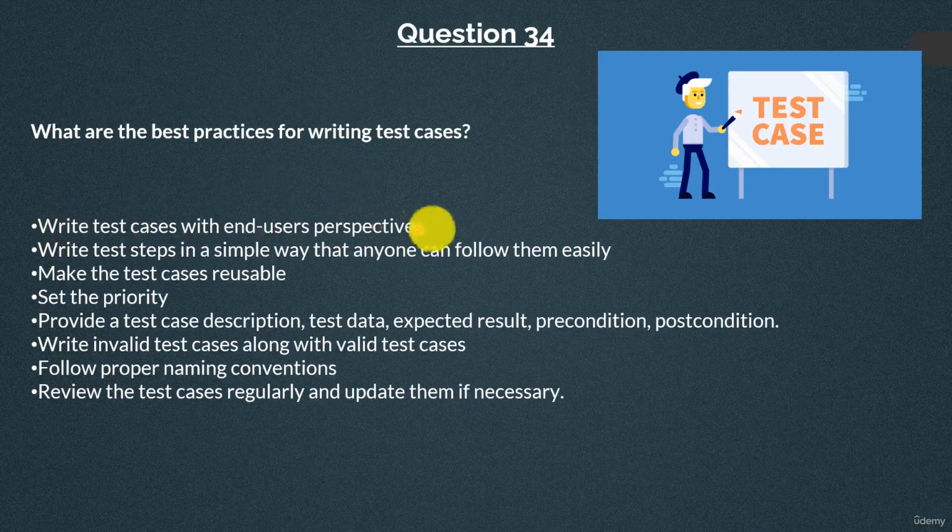The first, for example, is to write test cases with the end user's perspective. So if I'm testing an e-commerce website, I should begin to think about the end user. What are the scenarios that he is going to go through inside this software? Also, I should write test steps in a simple way that anyone can follow them easily. We have a field inside the test case which is called the testing steps. Those steps should be clear so that the person who is going to execute the test case can read them and follow them easily. I should also make the test cases reusable.